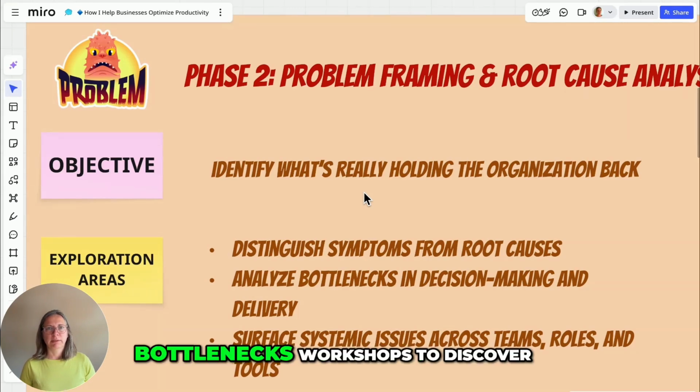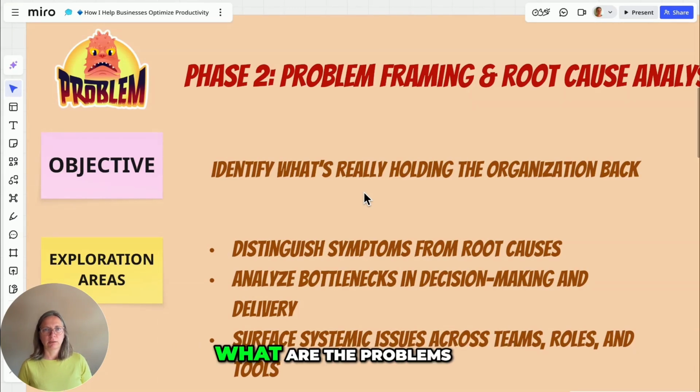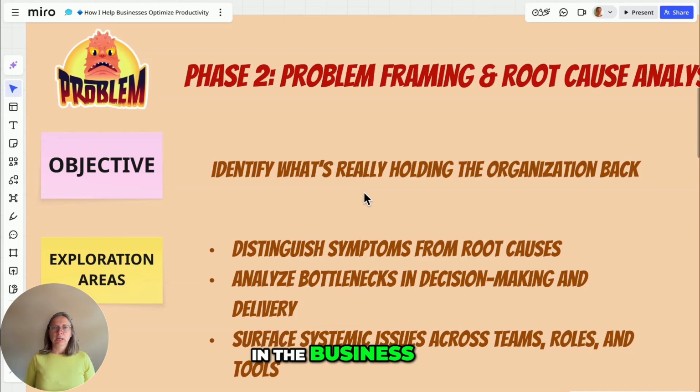I would run bottleneck workshops to discover what the problems in the business are, and I would also run my own audit. So having access to the tools, having access to the teams, how they engage, what the team dynamic is, I would try to analyze how they operate as a whole. So I would put my experience and my lenses as an agile coach, business management consultant and Atlassian expert on top of the business operations.